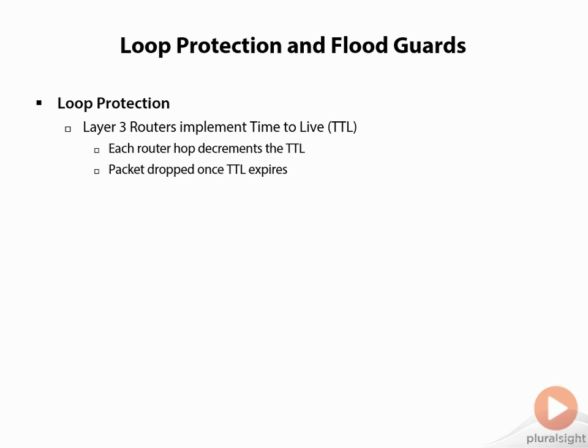So an IP packet has a finite lifespan, or a time to live, on that network. If it lives too long, the packet gets dropped. In other words, if it doesn't reach its destination in a certain amount of time or a certain number of hops, it gets dropped. And that's specifically to prevent packets from just endlessly looping around the network. So each router hop decrements the TTL, and then the packet is dropped once that TTL expires.